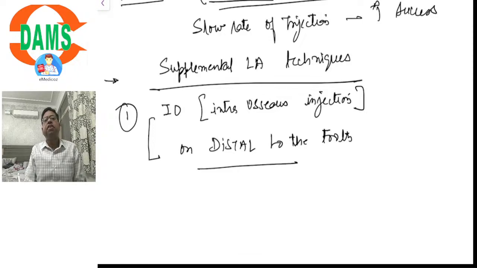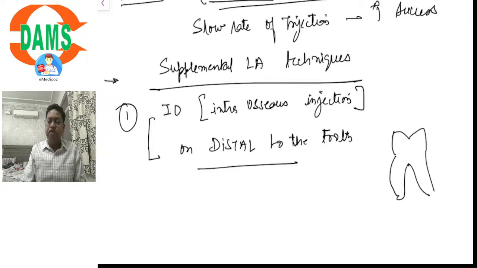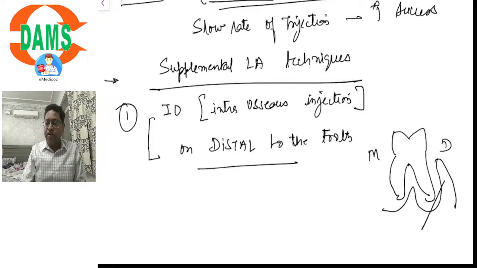We always give it distal to the tooth. So if this is the tooth, suppose a mandibular first molar, mesial side, distal side, and this is the bone around the tooth, the local anesthetic would be deposited into the bone distal to the tooth. This is the general norm of location of intraosseous injection.